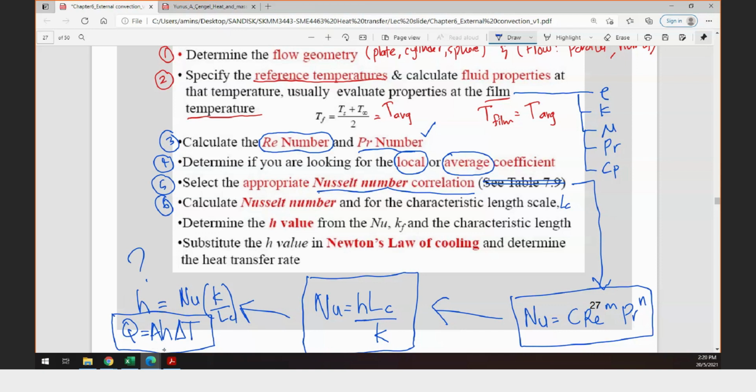So it seems that the process to find the h is actually not straightforward. Okay, it is a bit, not to say complex, but it is a function of the properties of the fluid flow, as well as the flow geometry and the system. Okay, any question?